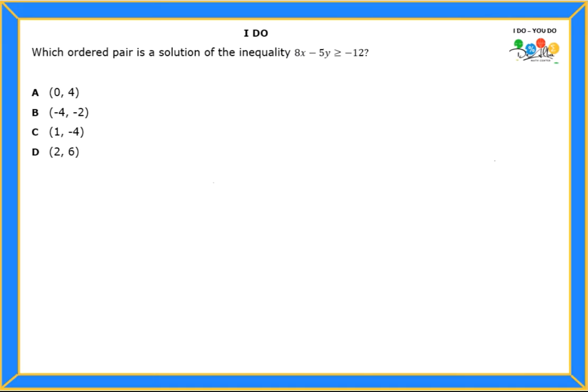And it says, which ordered pair is a solution of the inequality 8x minus 5y greater than or equal to negative 12? So let's see, what am I looking for? I'm looking for an ordered pair that will be the solution for my inequality. Okay, and this is my inequality right here. So what does it mean by solution?